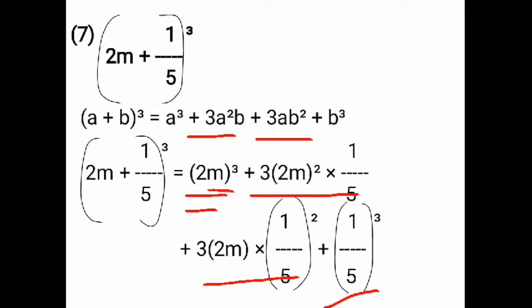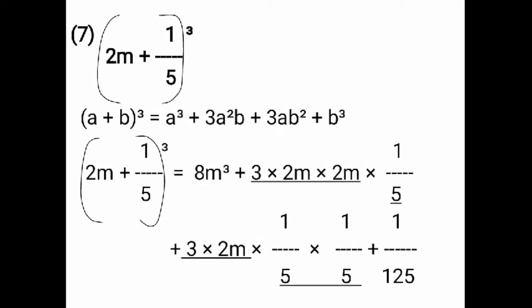And then 1 upon 5 cube, you have the numerator and denominator here. Cube of 1 is 1. Cube of 5 is 125. Cube of 1 is 1 into 1 into 1. Cube of 5 is 5 into 5 into 5. You have to cube both the numerator and denominator. That is 8m cube plus 3 into 2m into 2m into 1 upon 5 plus 3 into 2m into 1 upon 5 into 1 upon 5 plus 1 upon 125.